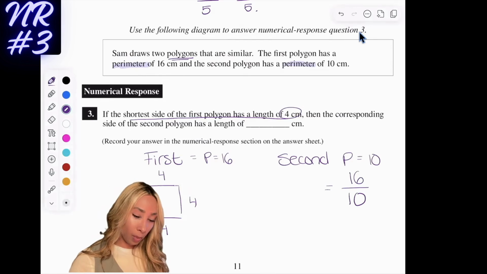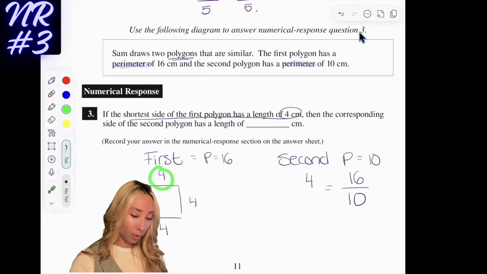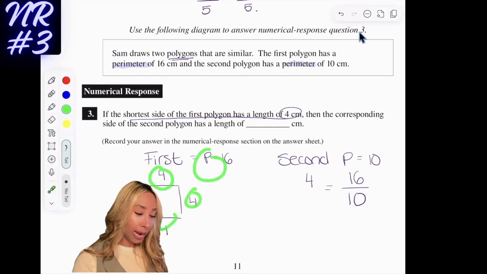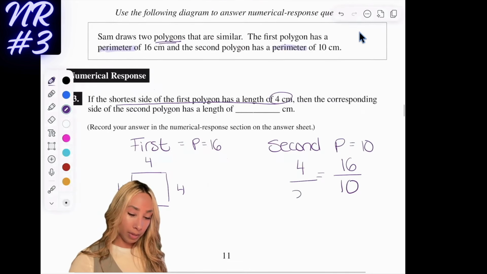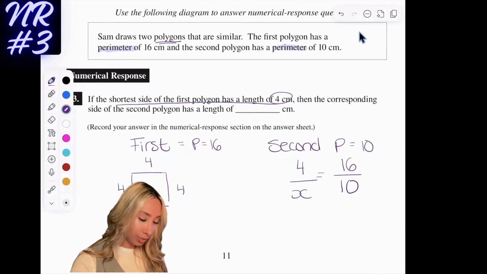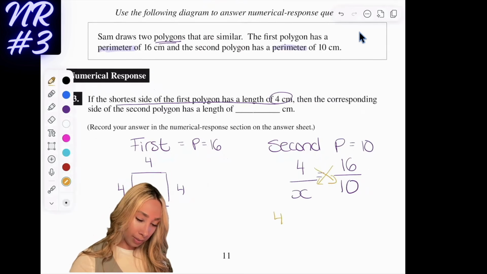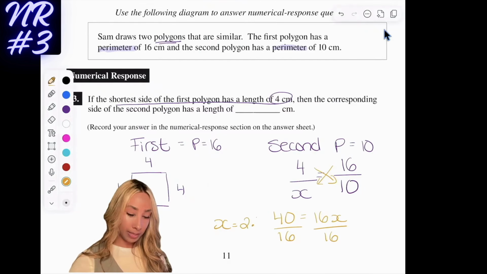So that means the 4 is going to correspond with the 16 because we know this 4 makes up 16. And our unknown is going to be here because we don't actually know what that length is. So now I can do the same thing. I can cross multiply and divide. That's going to get me to 40 is equal to 16x. Then I want to get x alone, so I'm going to divide both sides by 16. That's going to get me 2.5.